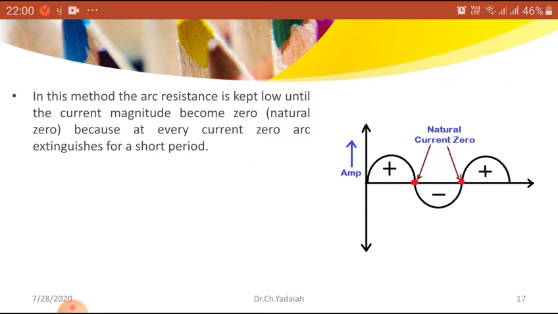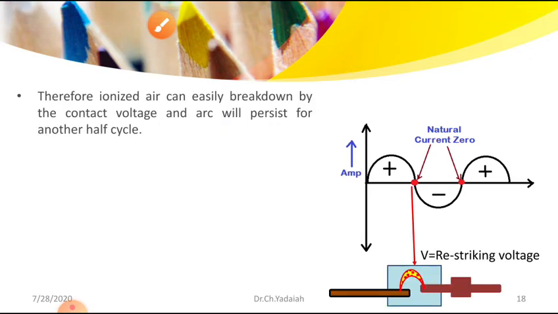Therefore the ionized air can easily break down under the contact voltage, and the arc will persist for another half cycle. So this is the main thing.